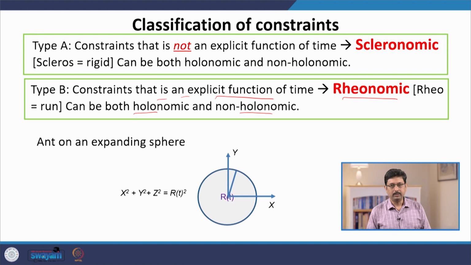So, this is a simple example. Consider an ant on an expanding sphere. If the sphere is expanding, then its radius is a function of time. The coordinates of the ant on the sphere are not all independent, they must satisfy the condition that the sum of the squares is equal to the radius squared. Now, if this radius is fixed, then this will be considered a scleronomic constraint, and if this is an expanding or contracting sphere, that is, the radius is changing with time, then it will be a rheonomic constraint.